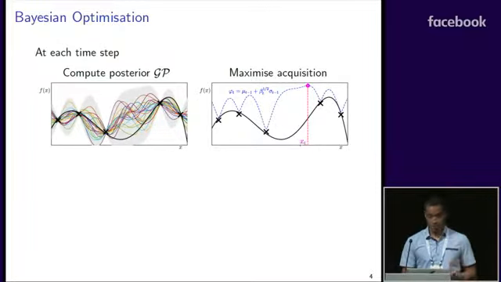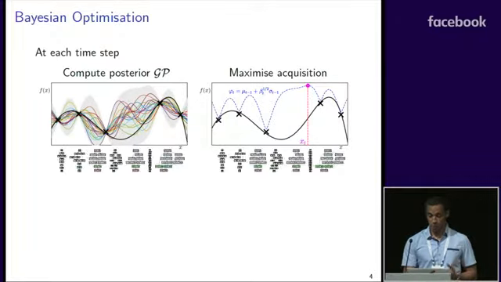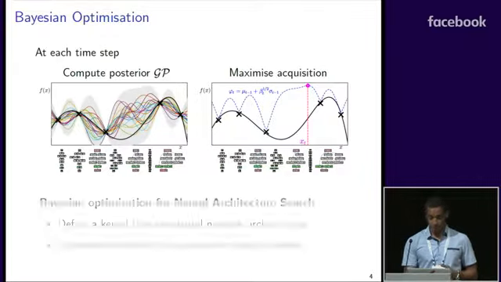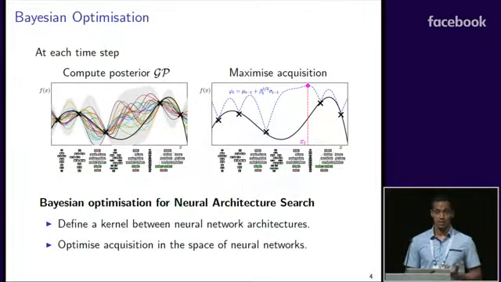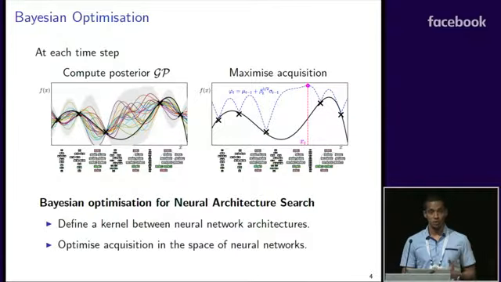Now this cartoon looks nice in Euclidean spaces, but we need to be able to do this in the space of neural network architectures. And what we do in this work is we first define a kernel between neural network architectures, and this in turn allows us to define the GP and compute this posterior. And secondly, we develop a method to optimize the acquisition in the space of neural network architectures.